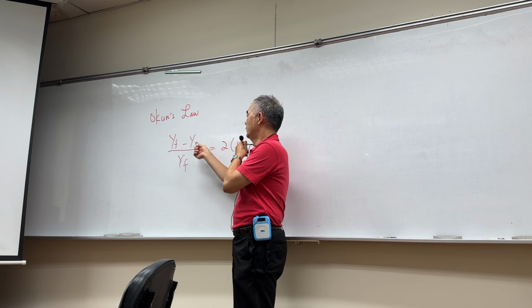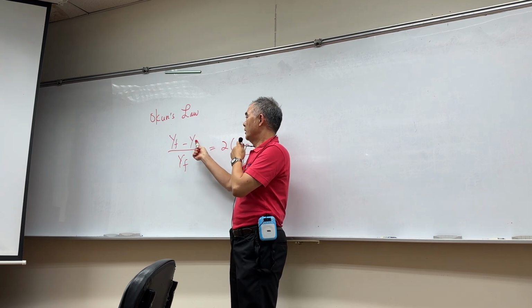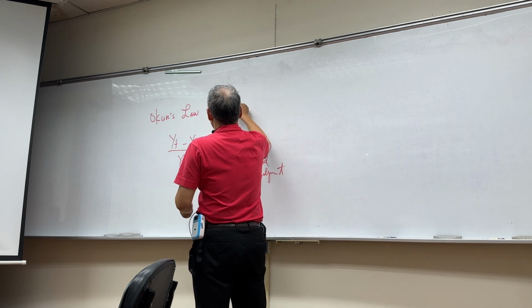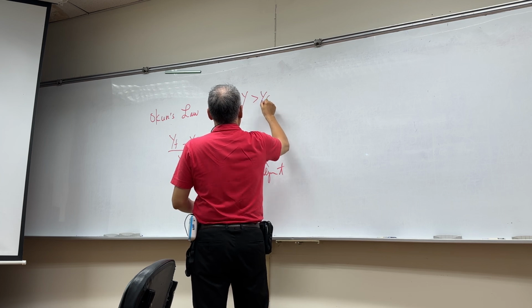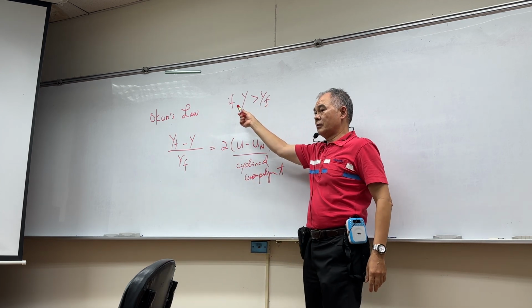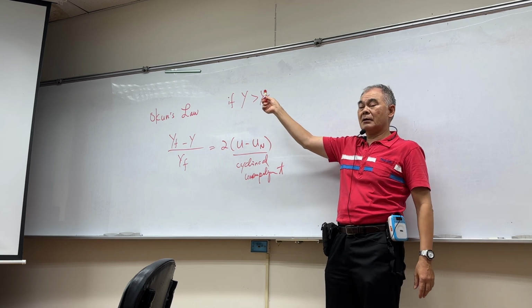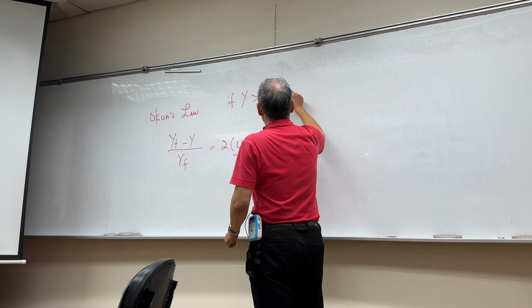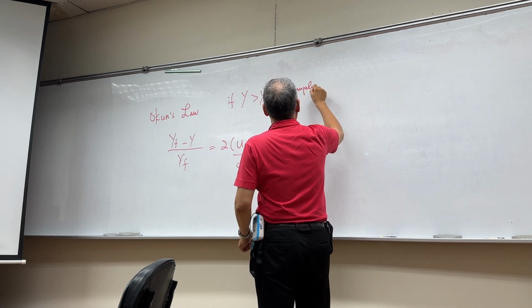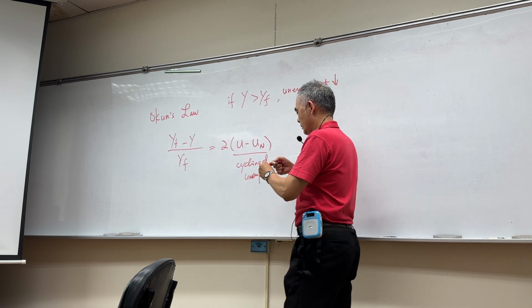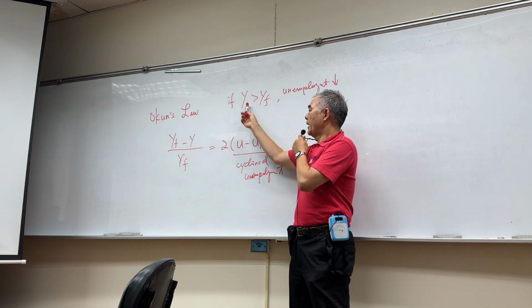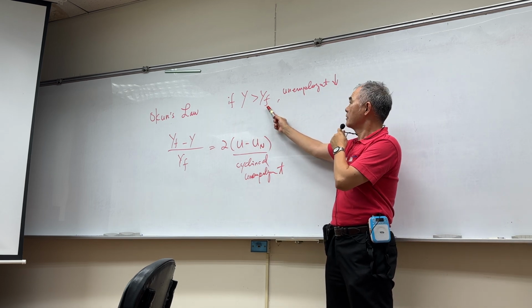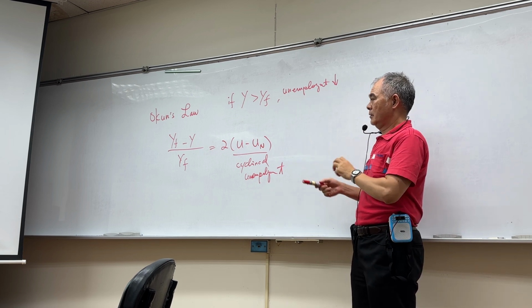If this production level is greater than this one, okay? If the production level is actually higher than the full employment production level, what does that mean? Unemployment will go down. If actual production level is greater than full employment production level, the unemployment rate will go down.